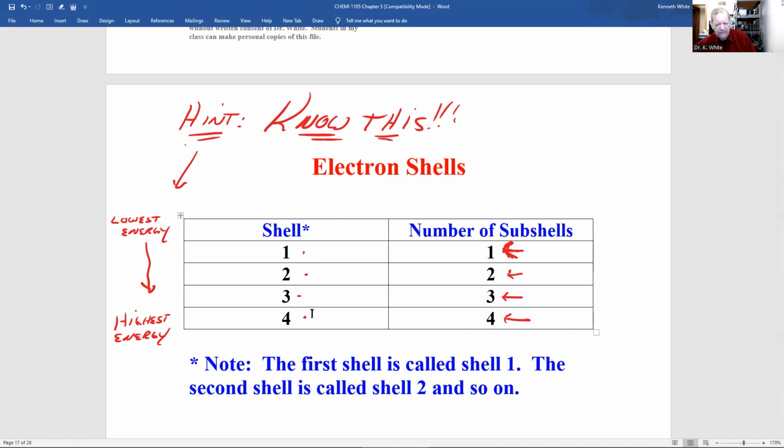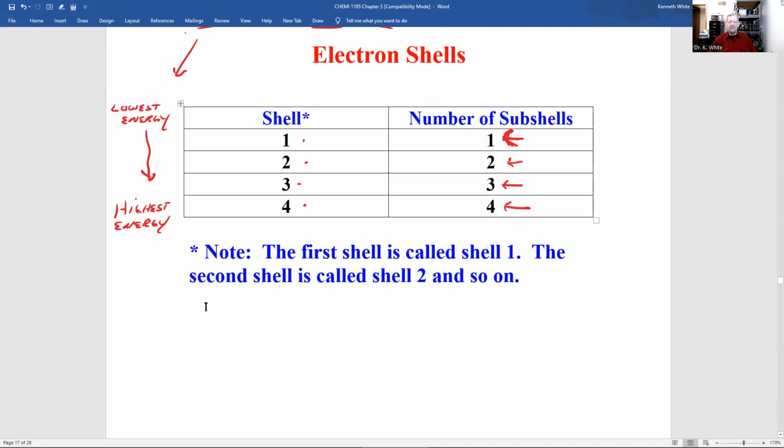You should know from this table, shell 1 has 1 subshell, shell 2 has 2, 3 has 3, 4 has 4. Now, you should also know, and I didn't put this on the table, there's still a little memorization you have to do, that shell 1 is the lowest energy of the shells. And when you move down this table to shell 4, that's the highest energy shell.